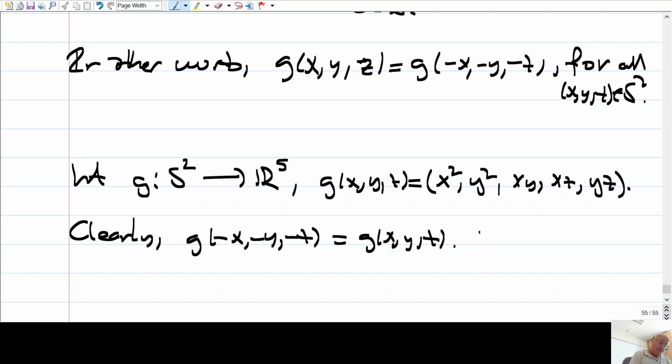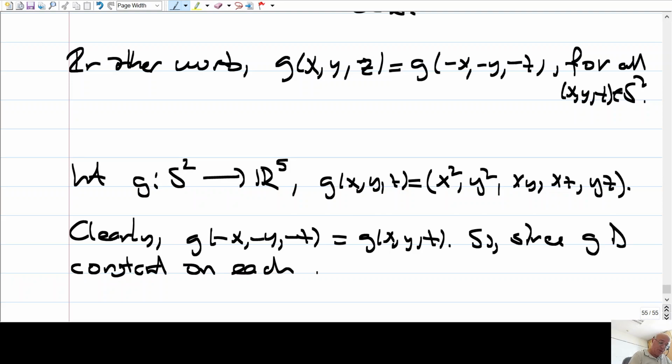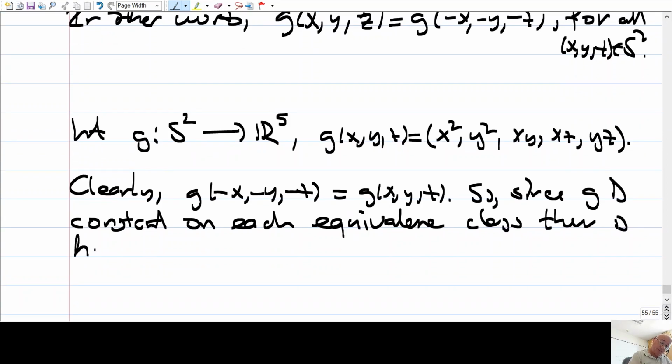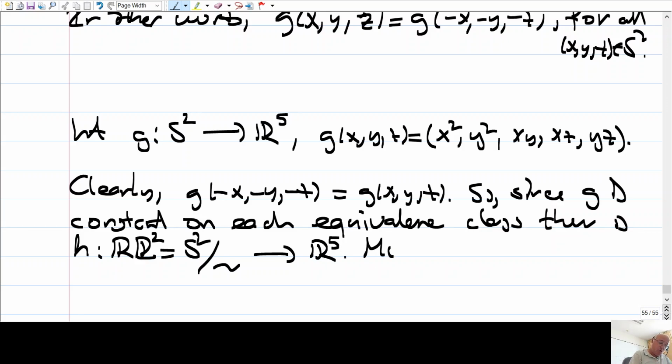Hence, since G is constant on each equivalence class, there is H from RP2, which is just S2 divided by this equivalence relation, into R5. Moreover, since G is continuous, why is that?